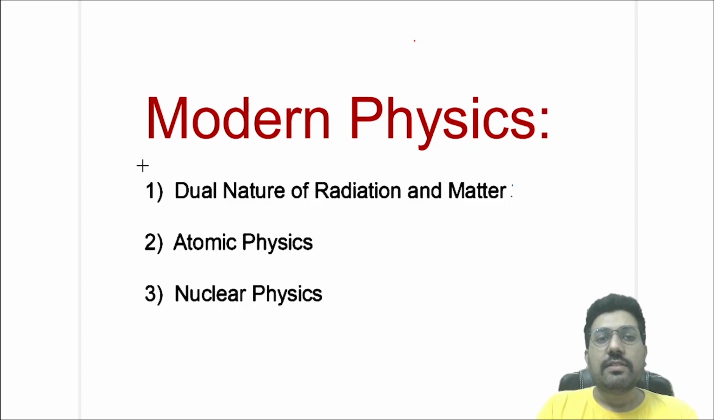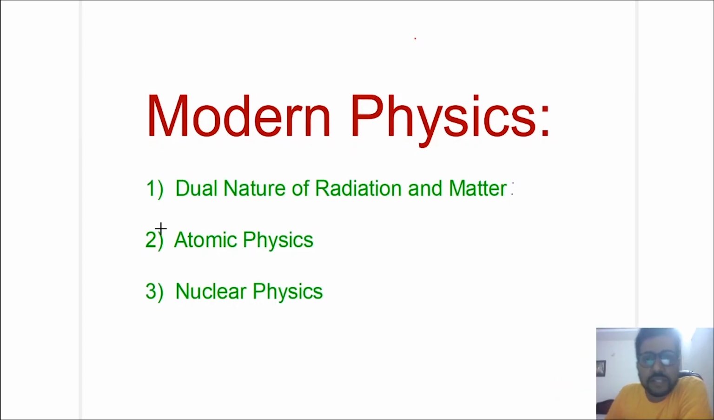All right, so let us start with today's lecture. In the first chapter, that is dual nature of radiation and matter, we will see that an electromagnetic wave has both wave nature as well as particle nature. In atomic physics, we will be discussing the properties of atom. And in nuclear physics we will be discussing the nucleus.